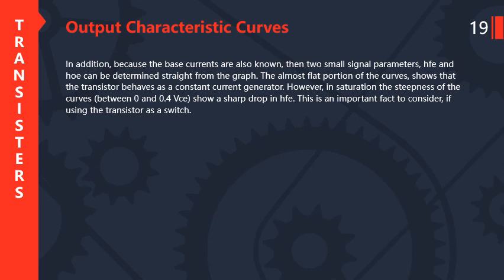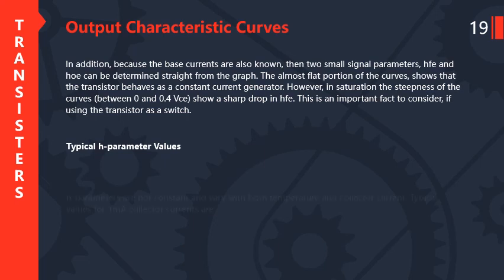The almost flat portion of the curve shows that the transistor behaves as a constant current generator. However, in saturation, the steepness of the curve between 0 and 0.4 VCE shows a sharp drop in HFE. This is an important fact to consider if using the transistor as a switch.